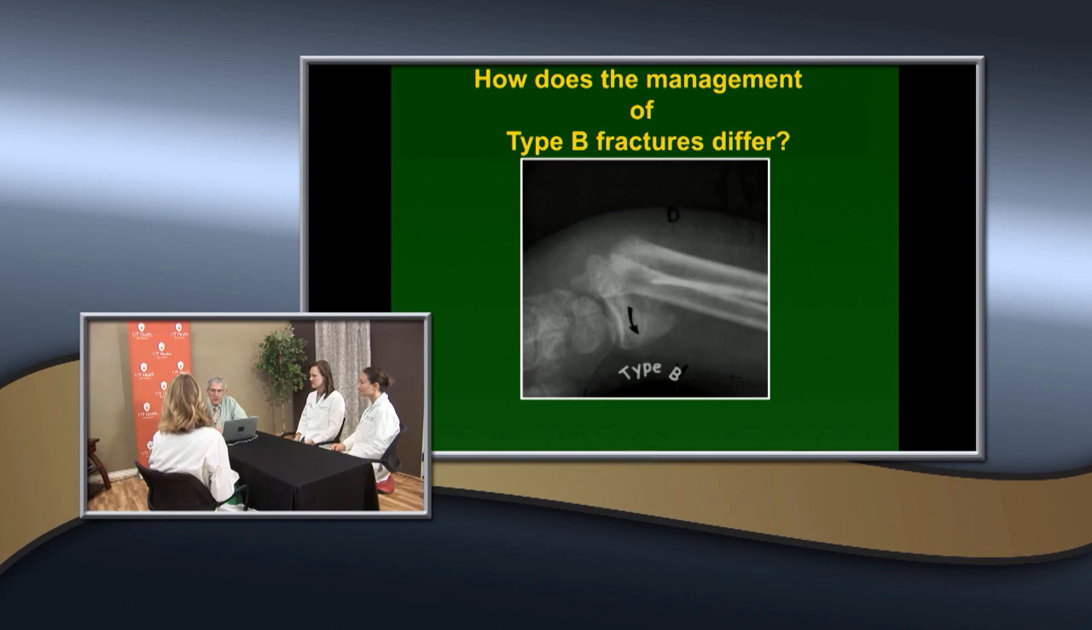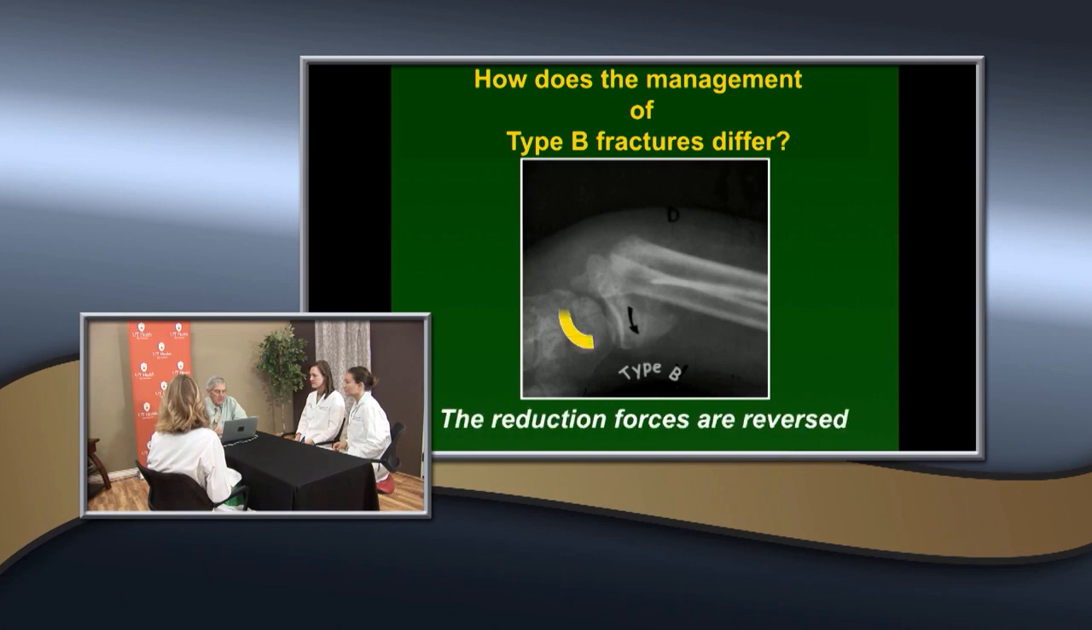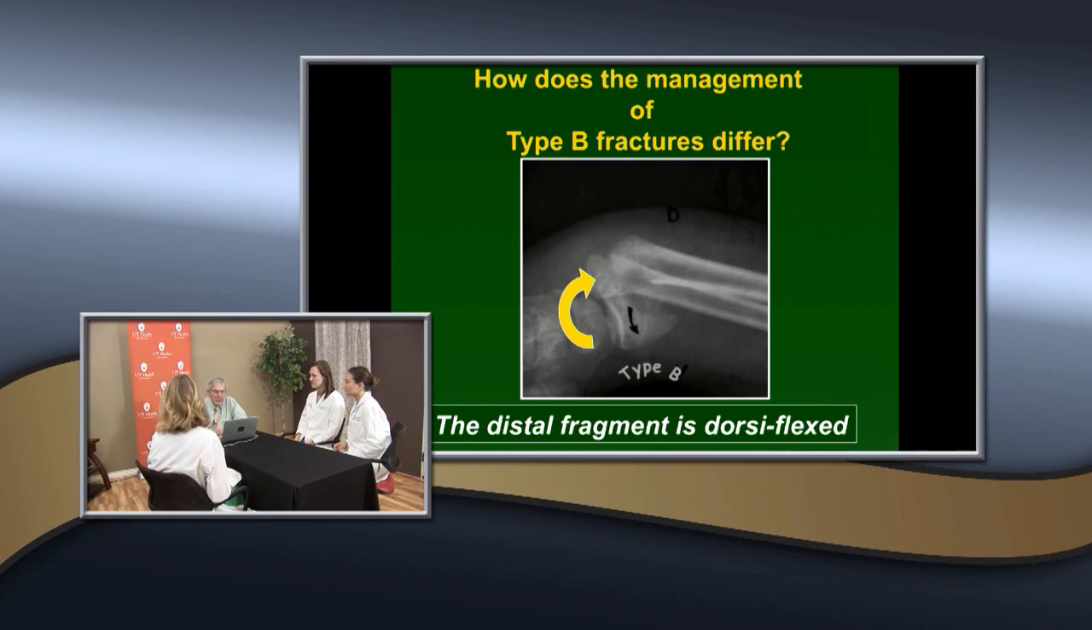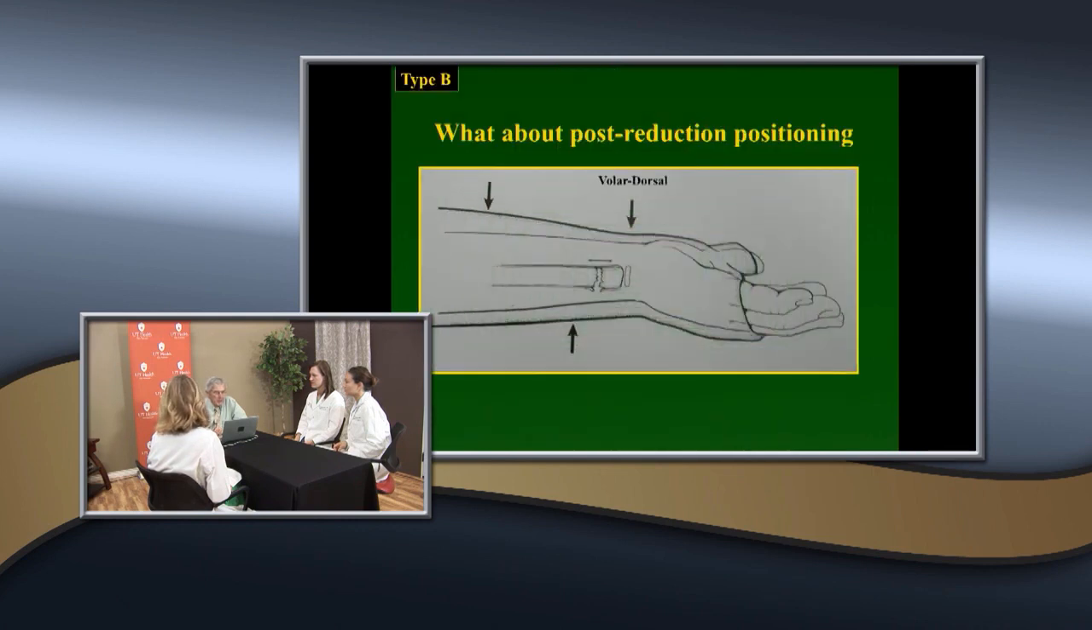You do it the same way? Not quite. No, you don't. The reduction forces are reversed. You go in the opposite direction because you have to bring that fragment up. And again, you do your post-reduction positioning. The periosteum on the volar side is intact.